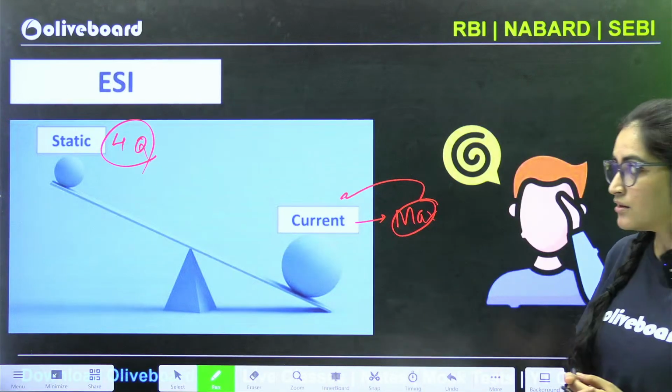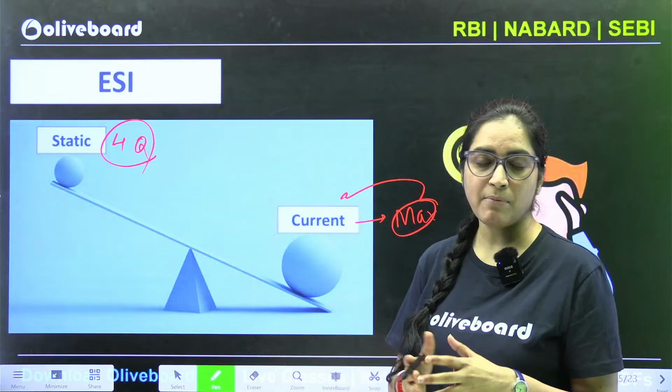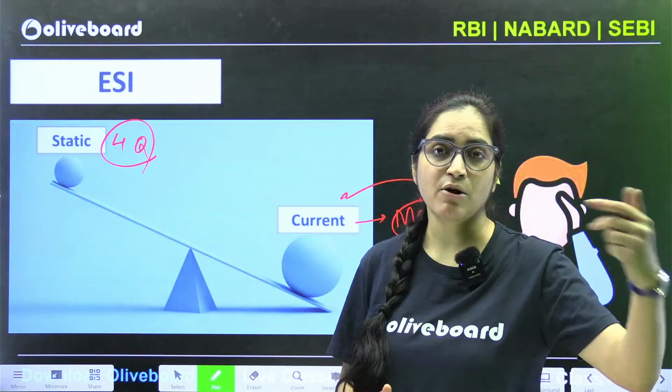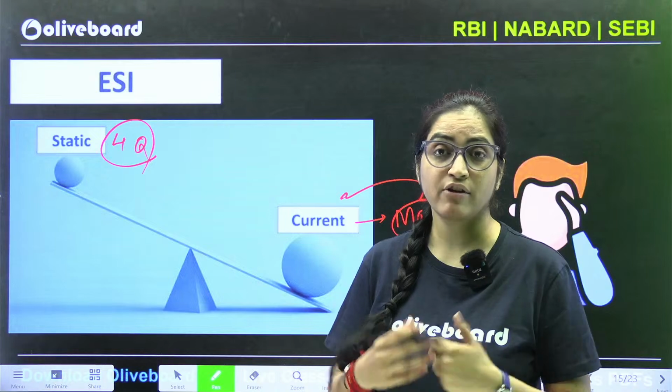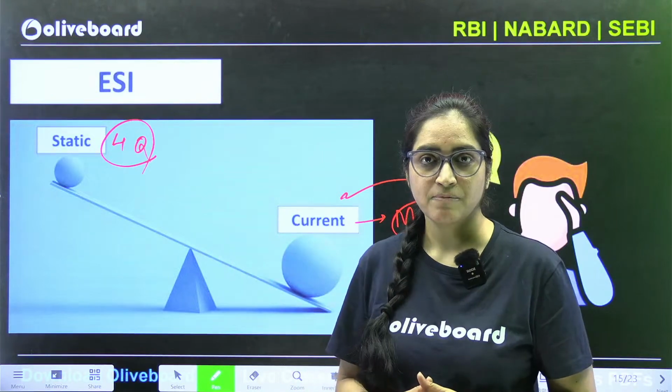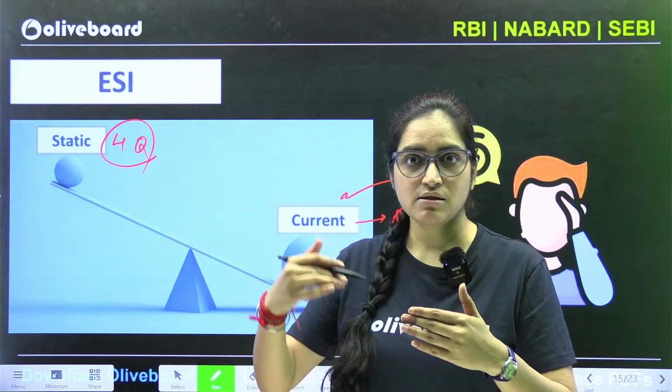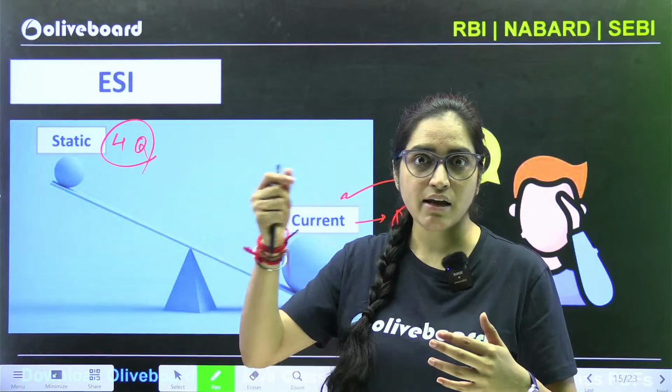But then the question is, should you leave the static part altogether? No. That is just what has happened in the last 2-3 years. You never know, this year it might be a bouncer. 1 year is a very big challenge. 1 year is a very big thing in our whole life.